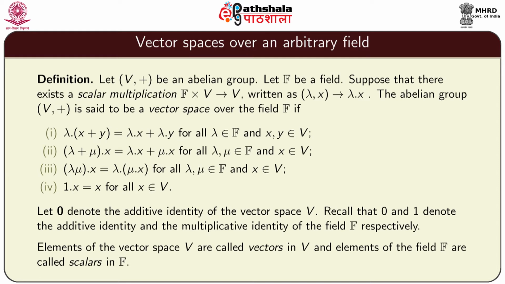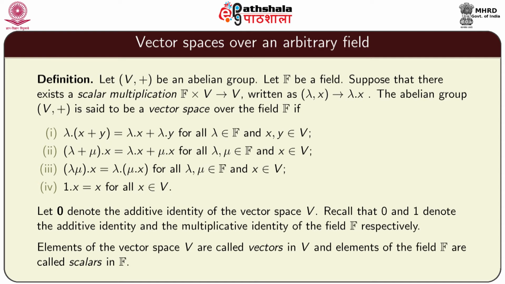Now, the abelian group (V, +) is called a vector space over the field F if the following properties are satisfied, namely lambda dot (x plus y) is lambda dot x plus lambda dot y for all lambda in F and x, y in V. (Lambda plus mu) dot x is lambda dot x plus mu dot x for all lambda, mu in F and x in V. (Lambda mu) dot x is lambda dot (mu dot x) for all lambda, mu in F and x in V, and 1 dot x is x in V.